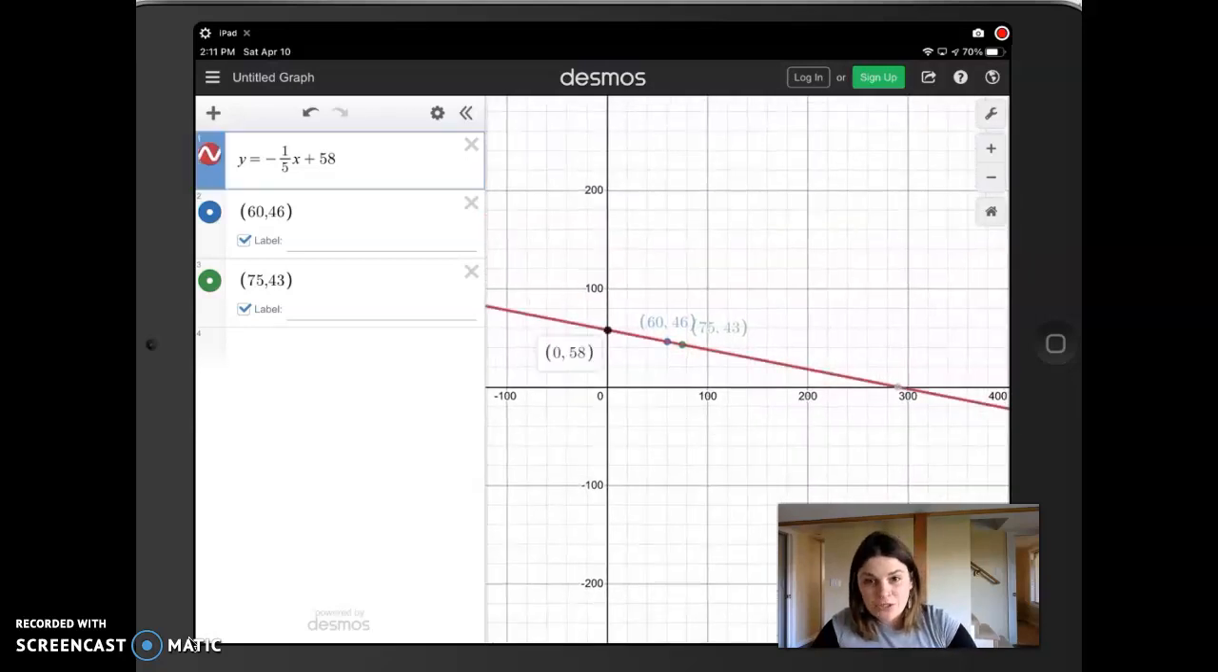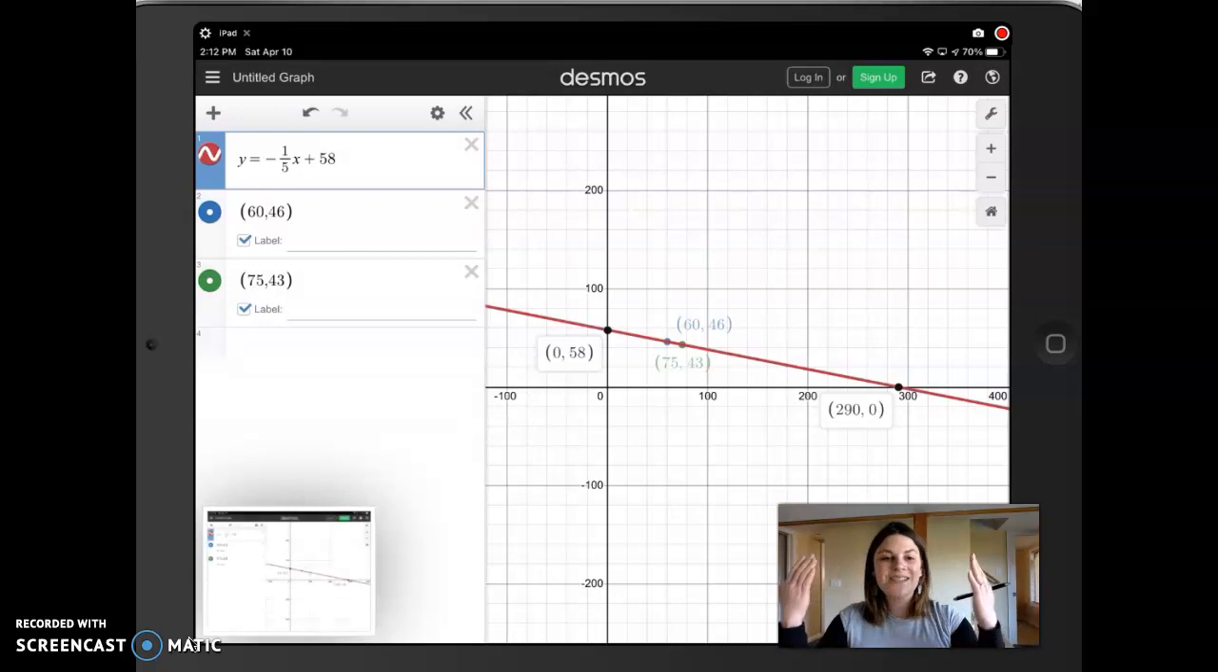You also can double check that your y-intercept and your x-intercept are correct, and then take a screenshot and insert it into your notes. Thanks for sticking with me, guys.